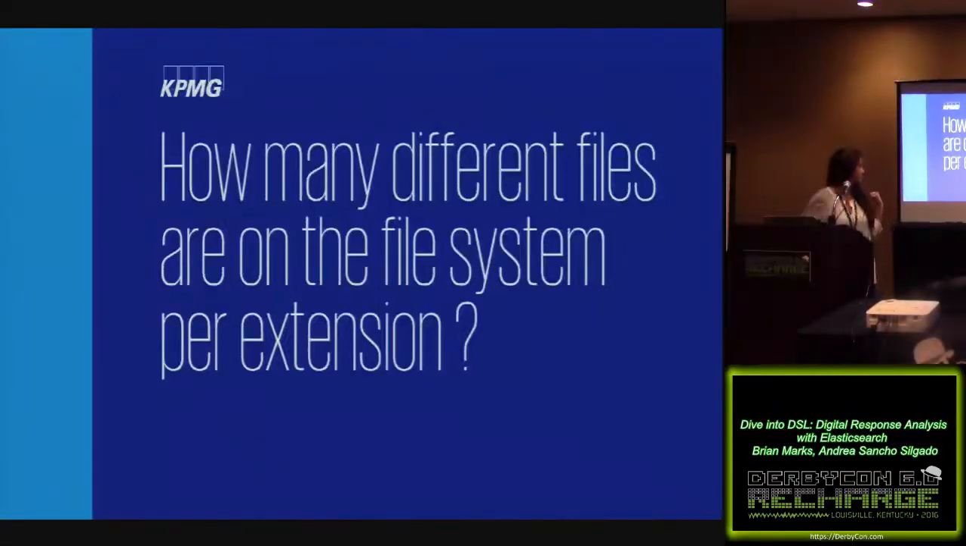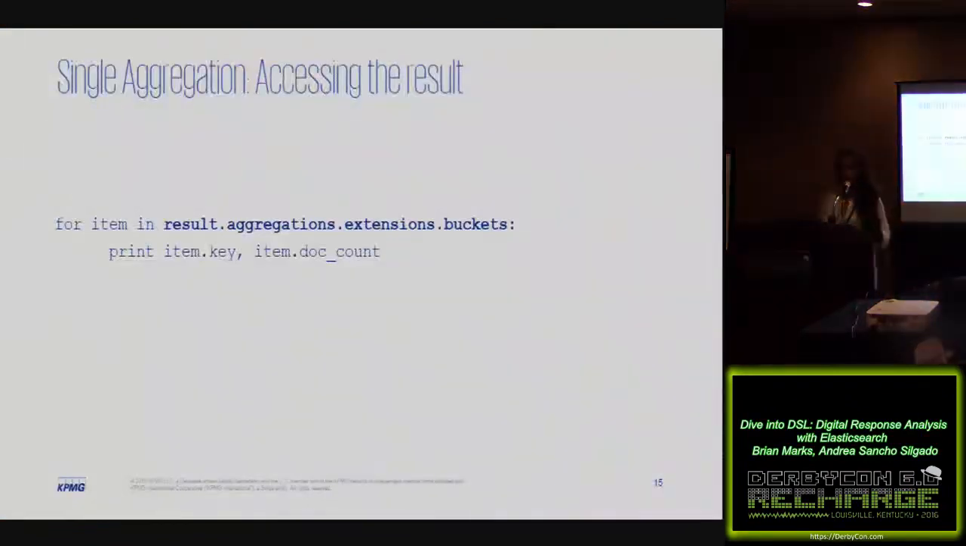So we can answer questions like that one. How many different files are on a file system per file extension? So this is how you access the aggregation object. You just get the result object, go to the aggregations, and then the extensions, which is the name that we declared for the aggregation, and then you print all the items in the bucket.